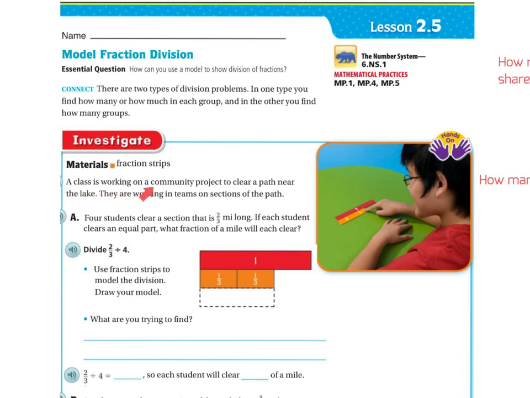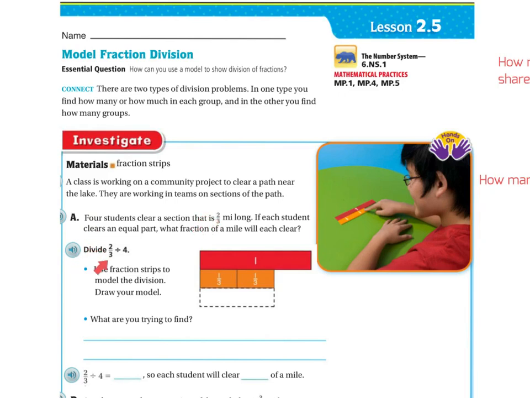A class is working on a community project to clear a path near the lake. They are working in teams on sections of the path. 4 students clear the section that is 2/3 mile long. If each student clears an equal part, what is the fraction of the mile that each will clear? So remember, we have 4 students and we're dividing that into 2/3.